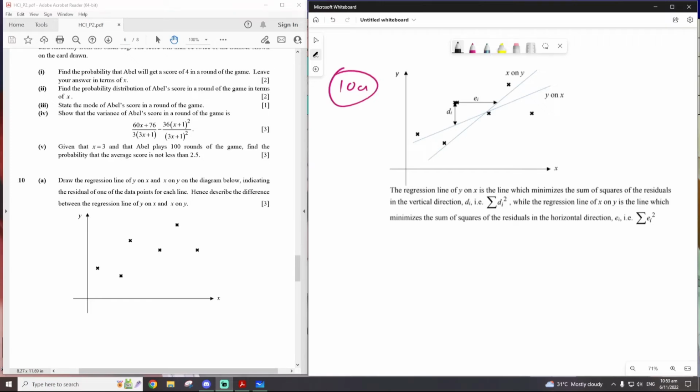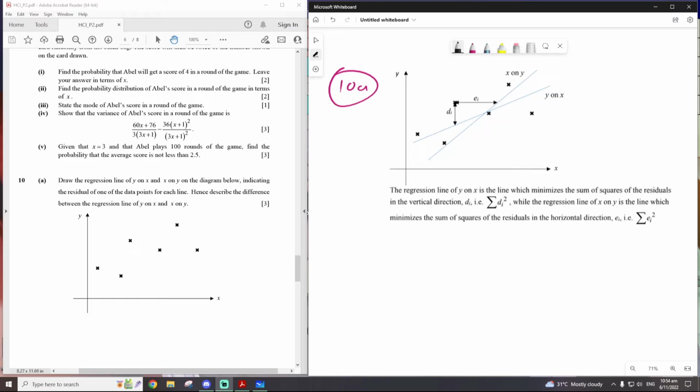Okay, so for 10A, this is the answer given by Hua Chong. I just thought I'd talk a little bit about it because I feel like the way that they phrase the question is a bit unclear, but nevertheless. If you want to draw the regression line of y on x, remember that you treat the x values as accurate and you get the least squares between x and y. Okay?